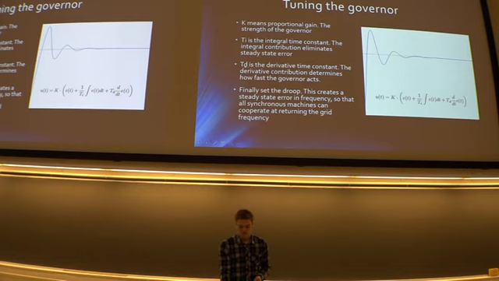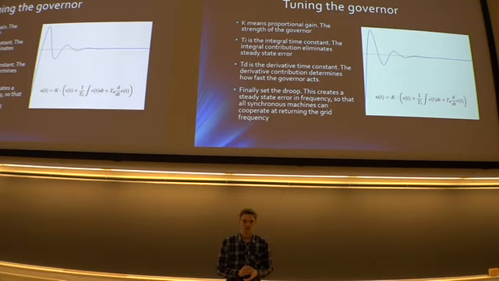But the differential term is the last one, which determines how fast it acts. It looks at the gradient of the deviation and kind of predicts the future, if you want. And then you set the droop, which is a way to distribute the power between the synchronous generators on the grid. Because if you didn't have this, you wouldn't know how the power was distributed, and it could cause dangerous transients.